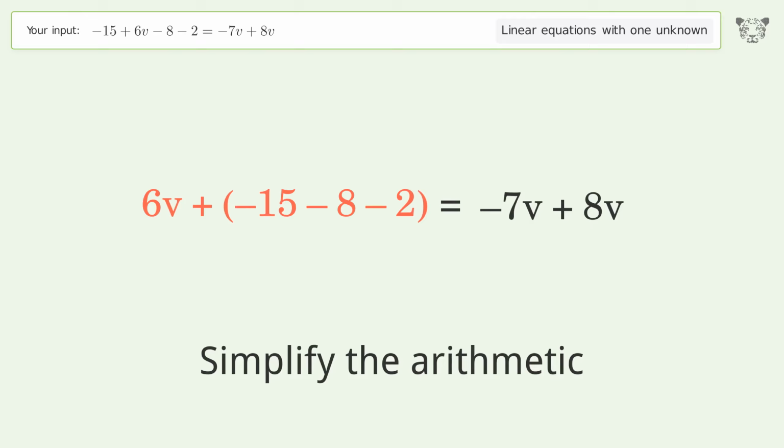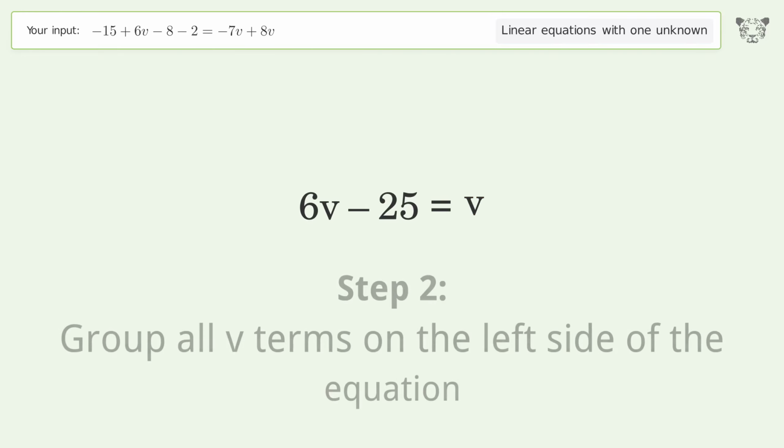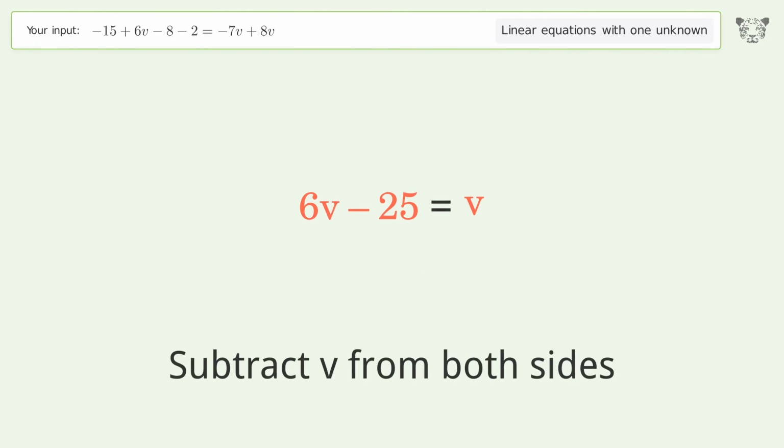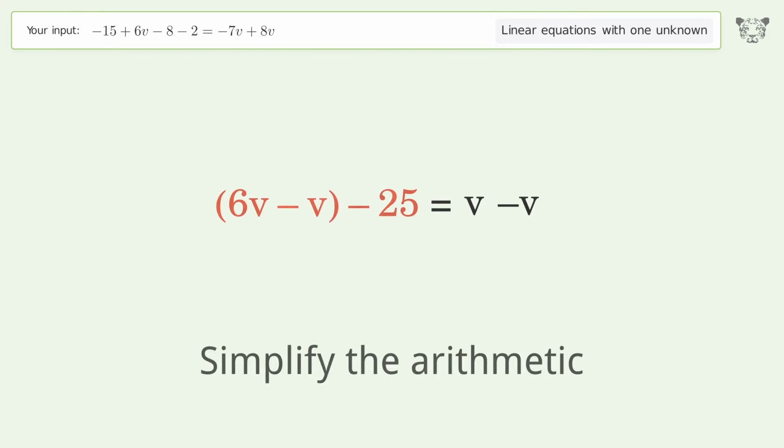Simplify the arithmetic. Group all v terms on the left side of the equation. Subtract v from both sides. Group like terms. Simplify the arithmetic.